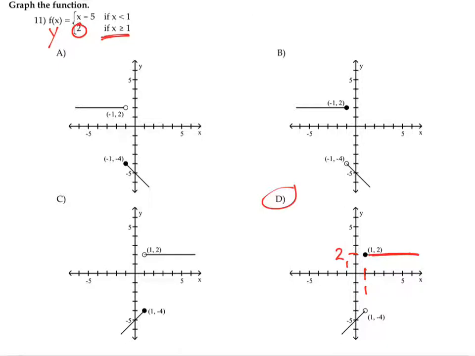Now, why couldn't it be C? C's pretty close. What's wrong with C? It has to be a solid dot. Yeah, it's got an open dot there, doesn't it? Remember, an open dot is wrong because it said greater than or equal. X is greater than or equal, that means it should be solid, right on the 1, like this one is. And so that's our answer.